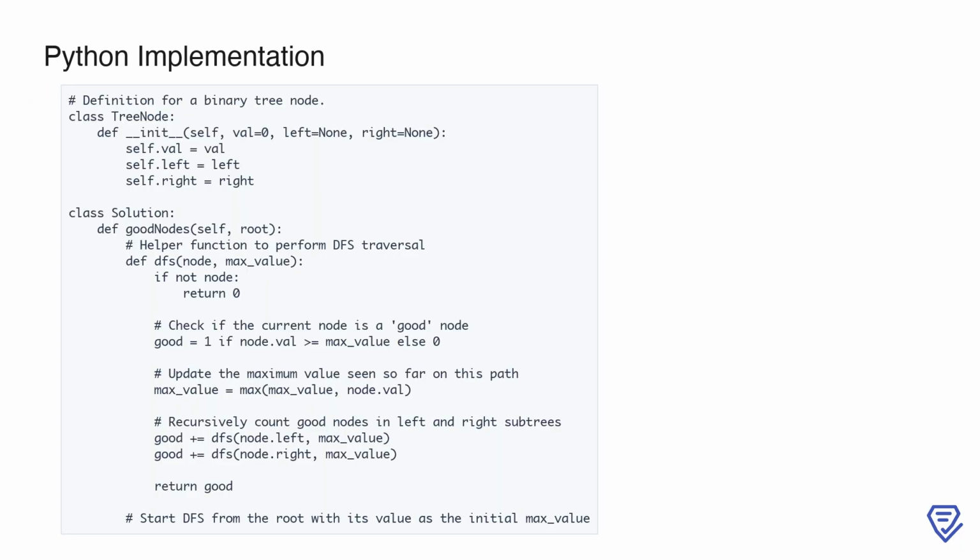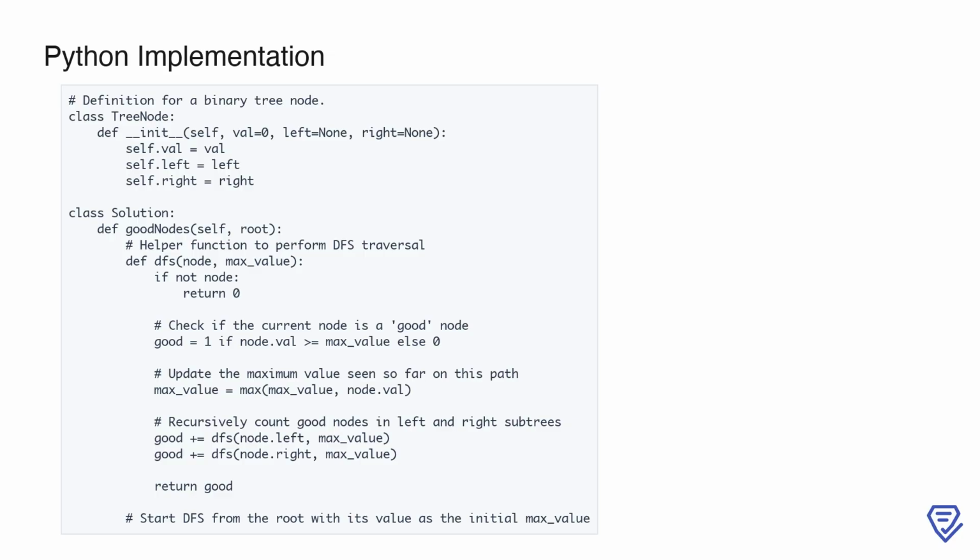Here, we start by defining the TreeNode class, which represents a node in the binary tree. Each tree node has a value and pointers to its left and right children. Next, we define the Solution class and its method goodNodes, which will calculate the number of good nodes in the tree. Inside the goodNodes method, we define a helper function called DFS, which performs a depth-first traversal of the tree.